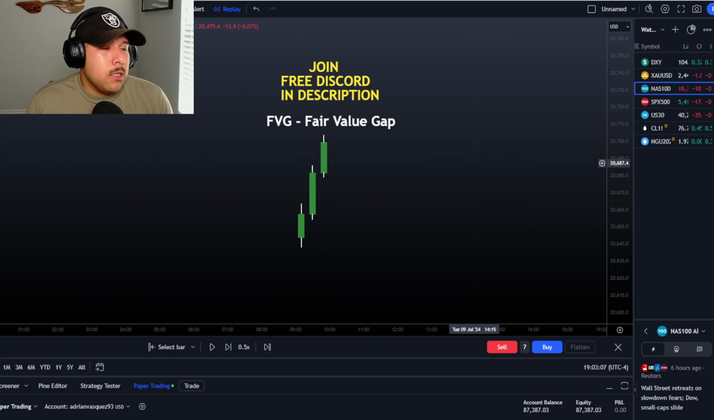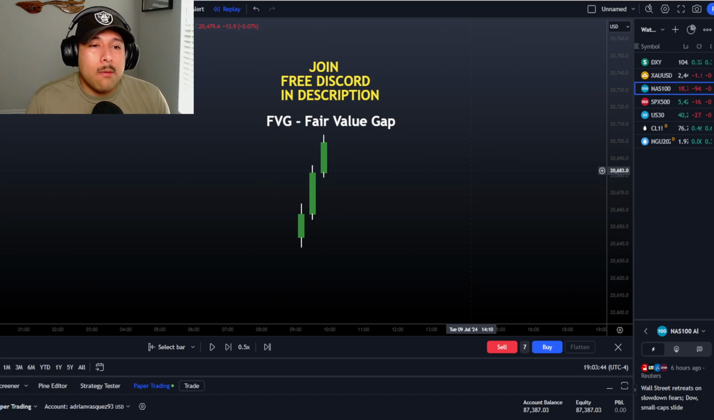So fair value gaps. A fair value gap is basically an imbalance or an inefficiency in the market. So what does that mean? It means that in order for you to move the market, you need a lot of money that you buy into or you short into. Usually the big players that can actually make these markets move are the big corporations and big banks who are making these deposits or purchases that are moving the market.